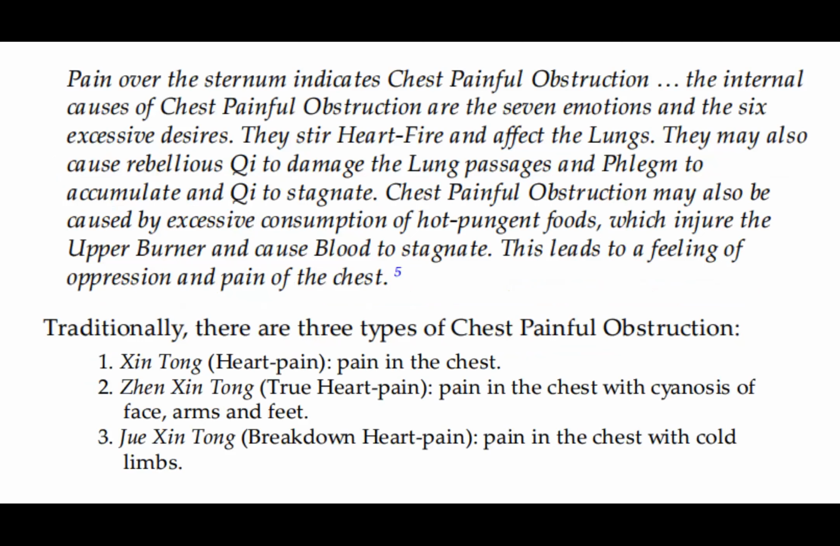The internal causes of chest painful obstruction are the seven emotions and the six excessive desires. They stir heart fire and affect the lungs. They may also cause rebellious qi to damage the lung passages and phlegm to accumulate and qi to stagnate. Chest painful obstruction may also be caused by excessive consumption of hot pungent foods, which injure the upper burner and cause blood to stagnate. This leads to a feeling of oppression and pain of the chest.